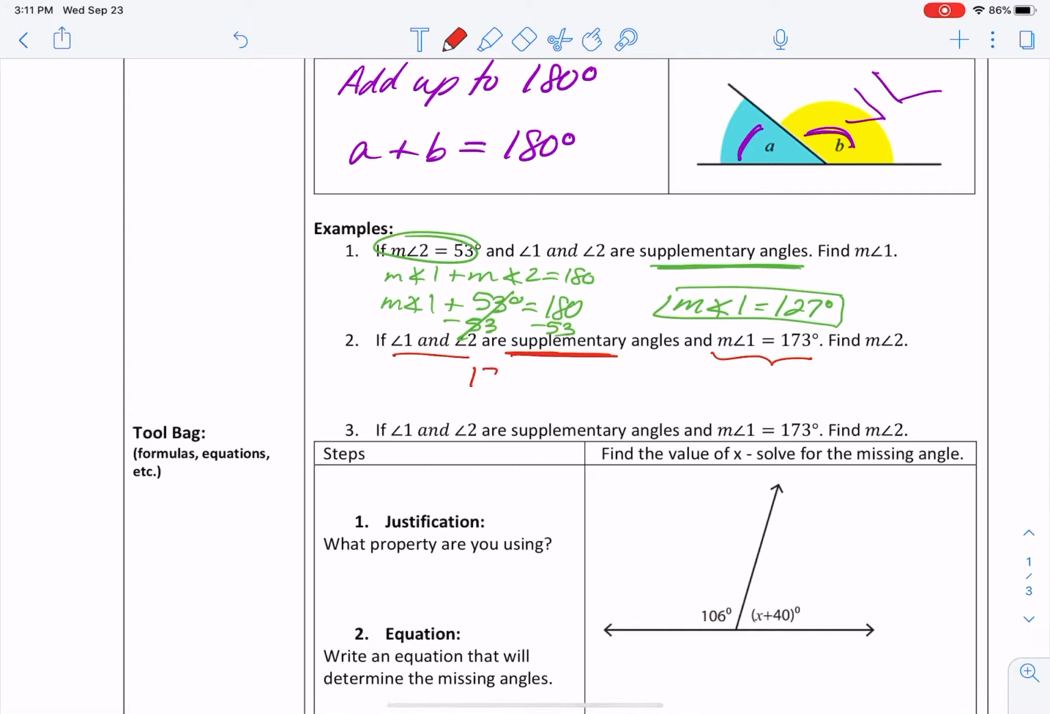So 173 plus x equals 180. When I subtract 173 from both sides, I get that x equals 7 degrees. That would be the measure of angle 2.